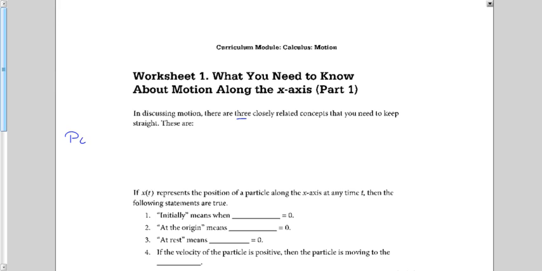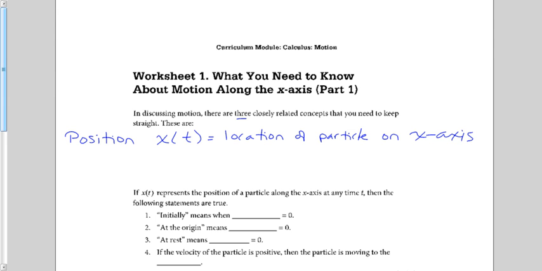But the first thing that we have is position. We're usually given a position function or a position graph. Position is the location of a particle, or whatever we want to call it, on the x-axis. So my particle is moving on the x-axis, moving left, moving right. That's what x represents.